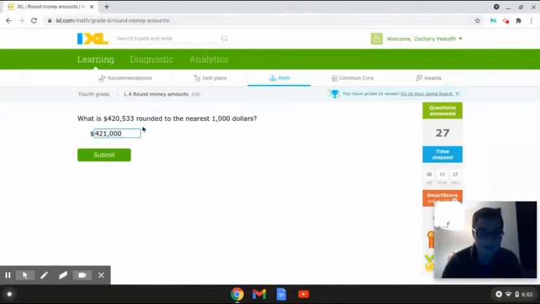So the answer for this problem is $421,000 because we took a look at the key digit, which was 0, and saw that the number next to it was 5 and bigger, so we rounded it up, and it became $421,000. And that is how to solve this problem. So I'm going to be doing one more with you guys.